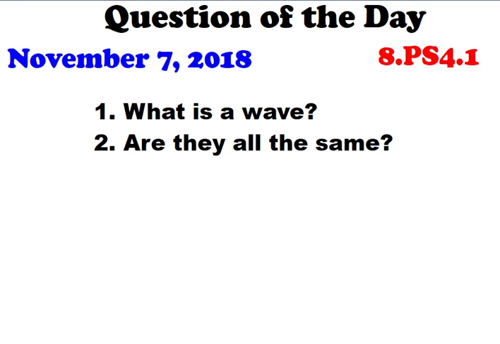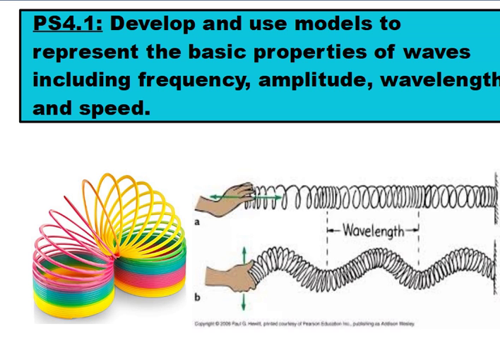So what is our next standard specifically? If you look at the top of your new colored sheet of paper, you should see that we have PS 4.1, where it says develop and use models to represent the basic properties of waves, including frequency, amplitude, wavelength, and speed. And I am sure you have heard all of this from last year. I'm hoping you have, and it all is coming back to you now.